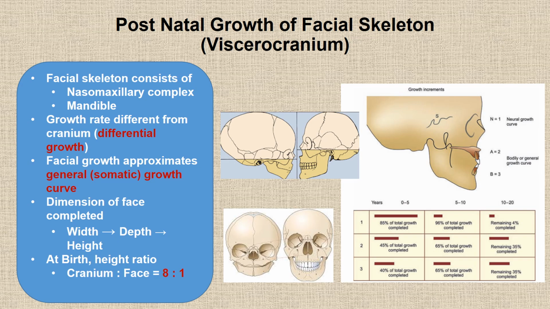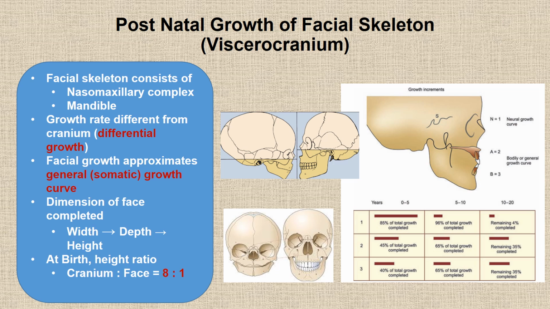Let's have a look at the postnatal growth of the facial skeleton, or the so-called visceral cranium. Now, the facial skeleton consists of the nasomaxillary complex and the mandible. Now, the growth rate is different from the cranium. This is known as differential growth. Now, the facial growth approximates the general somatic growth curve.